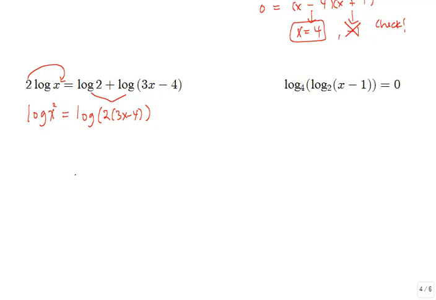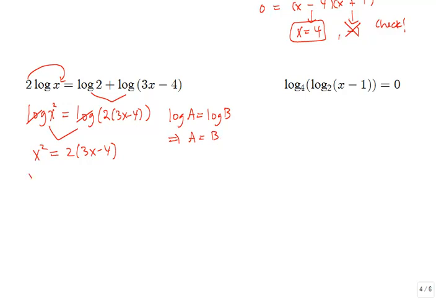If you have two logs equal to each other, there's a couple different ways that you could progress at this point. You could notice that if you have log, and in this case it's base 10, log base 10 of x squared equal to log base 10 of this quantity here, the bases on the logs match. So the only way log of stuff equals log of stuff is if the two stuffs equal each other. So you could note here that this forces the x squared to equal the 3x minus 4. It's kind of like we're undoing the log on both sides. The only way the log of A can equal the log of B is if A equals B.